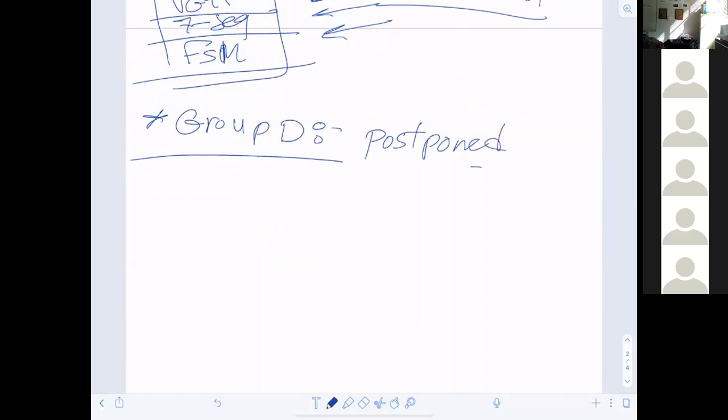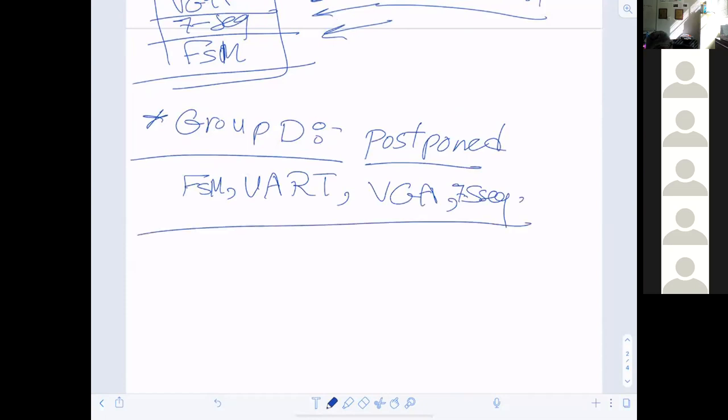Postponed. And then, you know, still you have to use a finite state machine, UART, VGA, 7sig. Those are the four, the switches and everything. Yeah. So those are the four. Those have to be used. Yes, those have to be used because that's basically what we are using, right? Okay, for sure. Thank you.